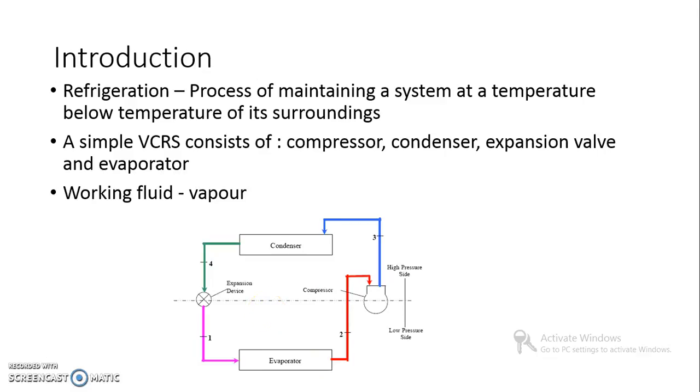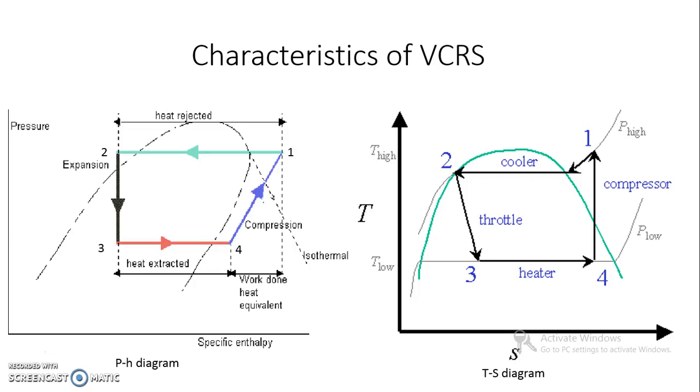By this, actually there are 2 characteristic curves that represent the process as a whole, and I'm going to show that on the next slide. These are the basic 2 characteristic curves. Here the 2 characteristic curves are actually the pH diagram as well as the TS diagram.